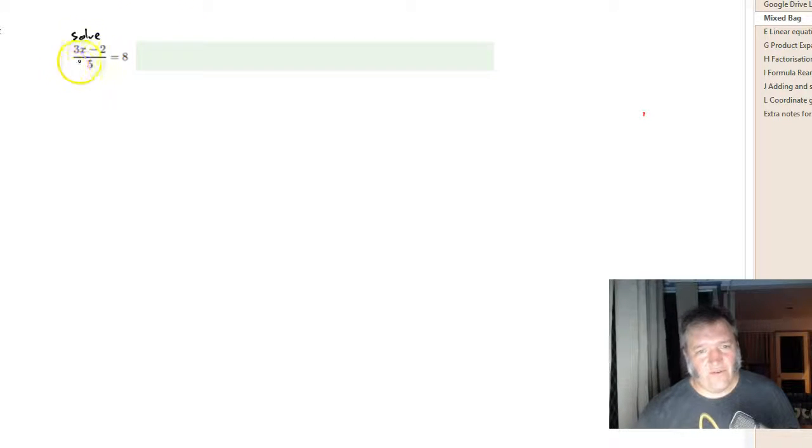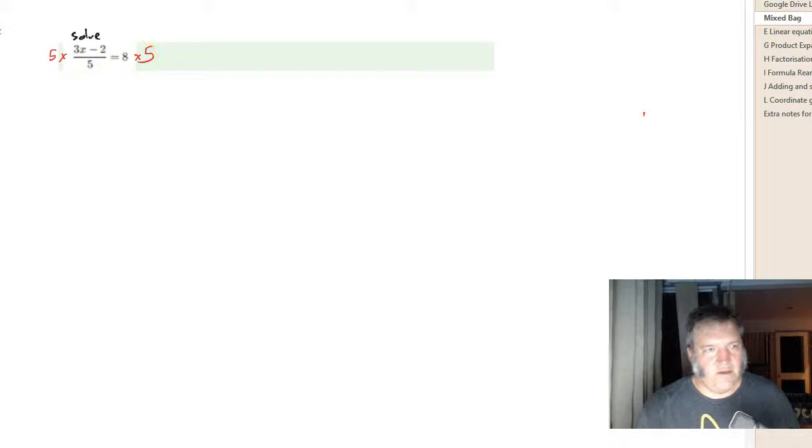In this case, the 3x minus 2 are being grouped by that vinculum. The line between a numerator and a denominator is a vinculum. They're being grouped together. We want to try and get rid of whatever's got the least to do with our letter first. So in that case, this is the 5. The opposite of dividing by 5 is multiplying by 5. So my first step is going to be just to multiply each side by 5.